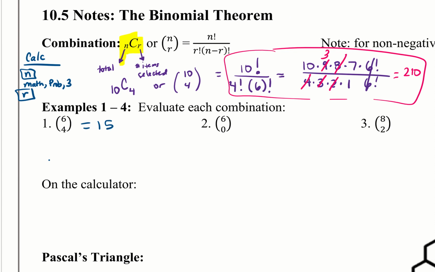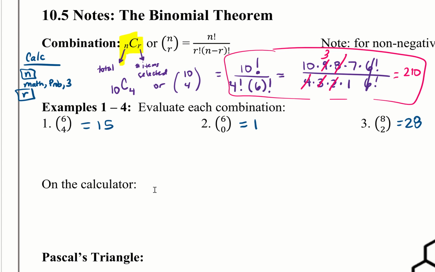And I could use the formula. I could have done 6 factorial over 4 factorial times 2 factorial, and by the time I reduced it all down, I would have gotten 15. But we have the calculator available for us, so you can do it that way. So pause the video, try 6 combination 0 and 8 combination 2. When you're done with that, restart the video.